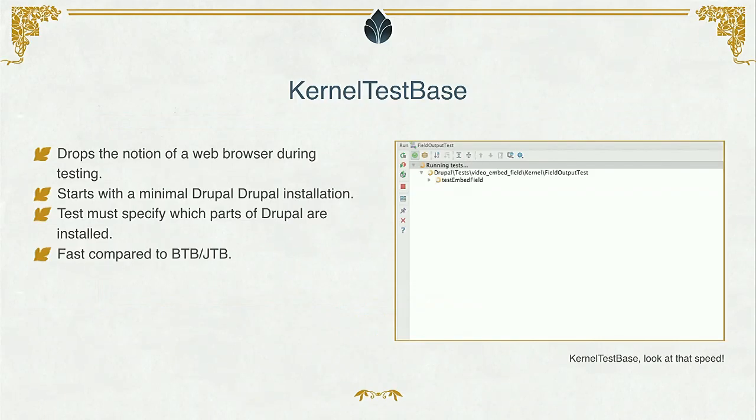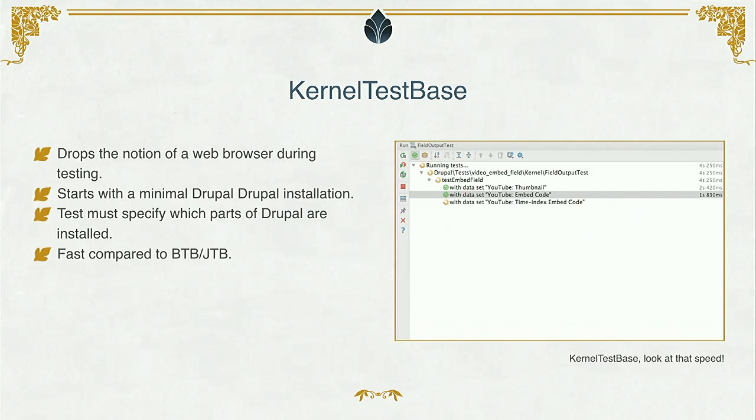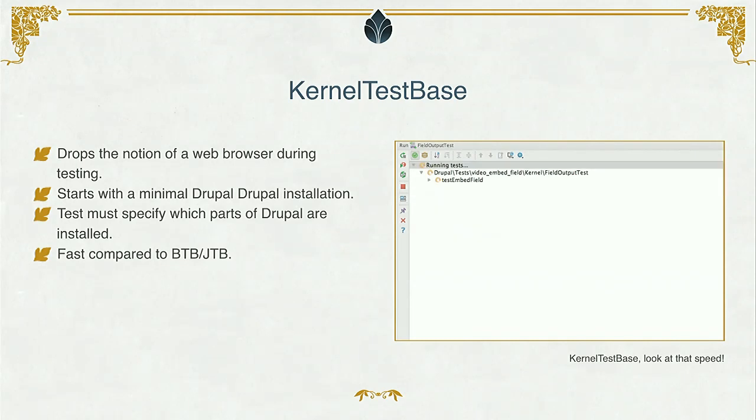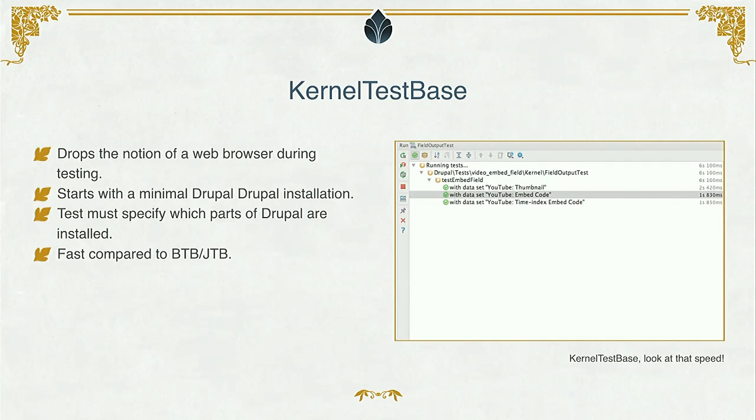I'm going to talk about kernel test base. And this is the first test class that we use which completely drops the notion of a web browser. So we're not interested in doing things as a user would. We're really interested in testing things as a developer might interact with an API. So kernel test base creates a bootstrap of Drupal with a real Drupal installation and a Drupal database. And you go and write your test code inside this Drupal bootstrap.